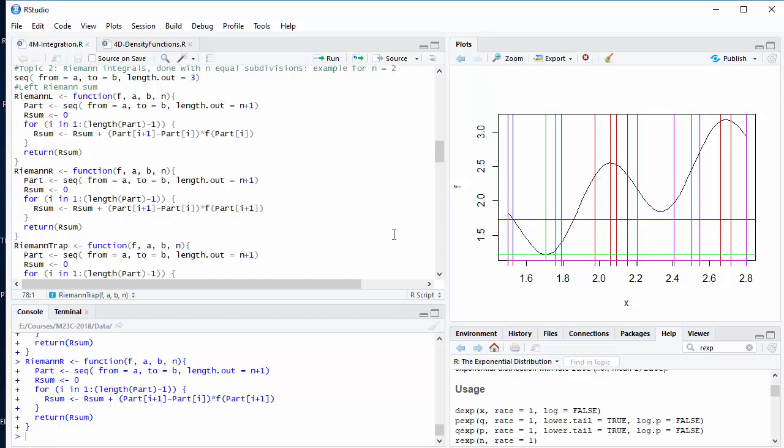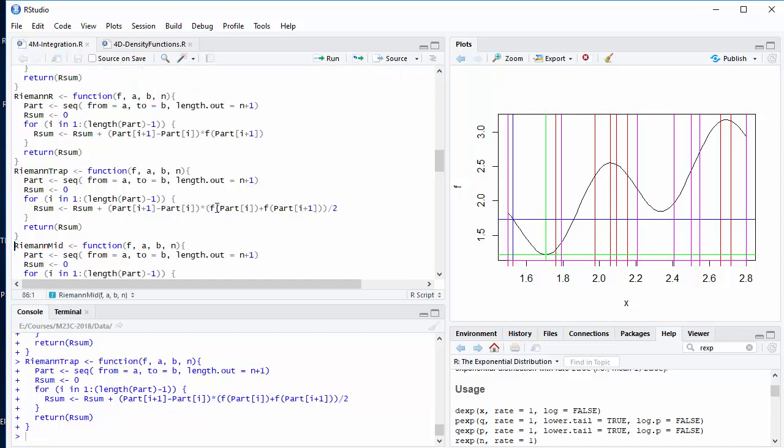For a trapezoid Riemann sum, what I do is average together the values I used in the left and right sum. And for the midpoint Riemann sum, I evaluate right at the middle. I add on b minus a divided by twice the number of subdivisions to go right in the middle.